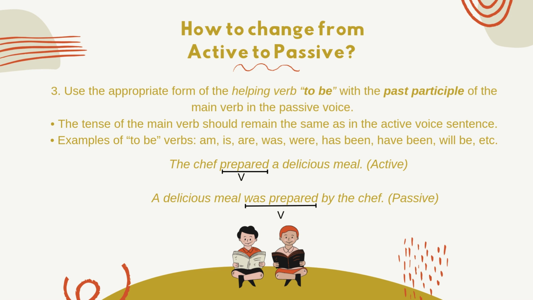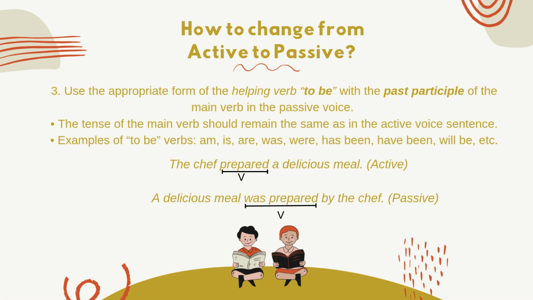Okay, let's look at our example. The chef prepared a delicious meal. This is the active voice sentence. Prepared is the verb. It is in the past tense, right? So now we have to change this active verb into a passive verb. First, we have to use an appropriate form of verb to be. A delicious meal was prepared by the chef.